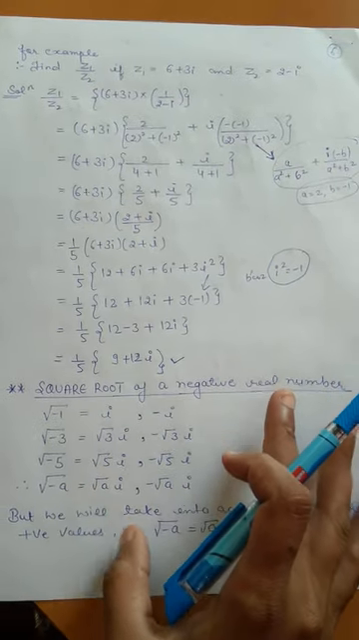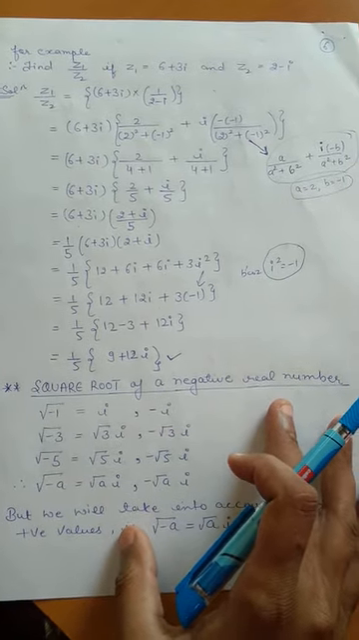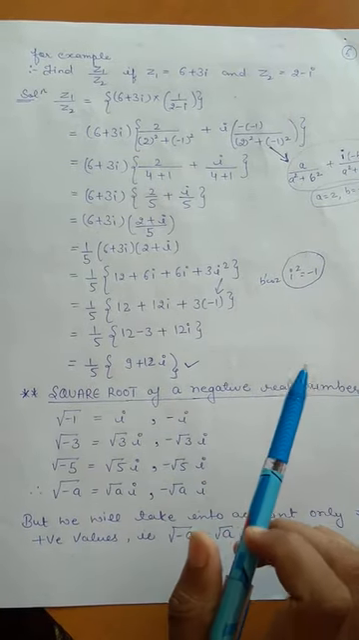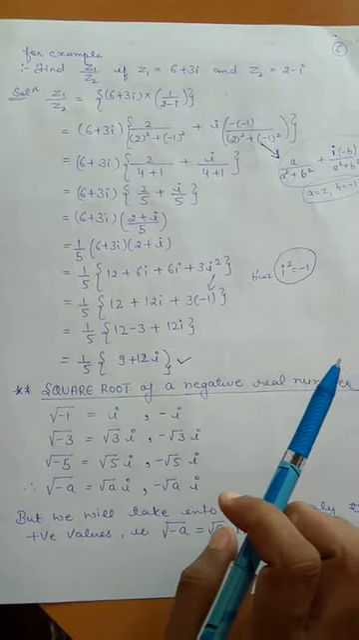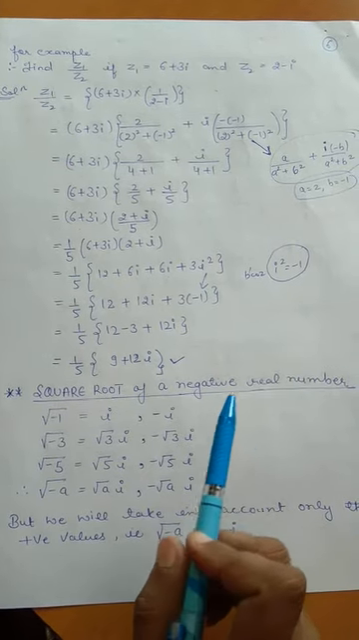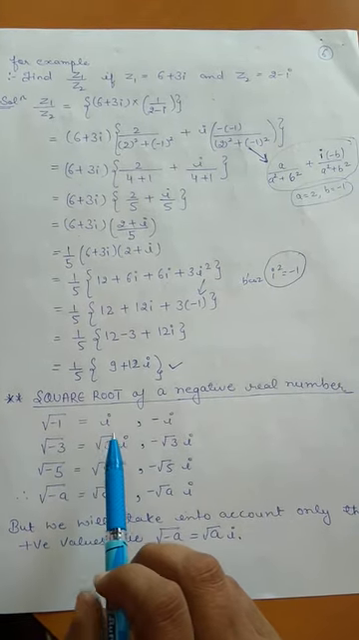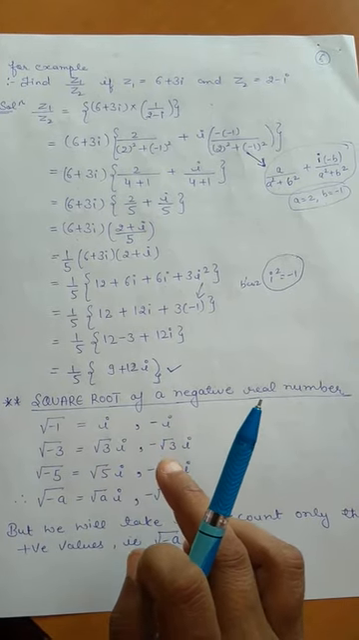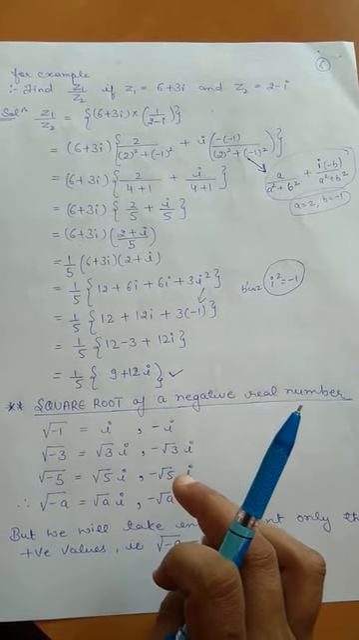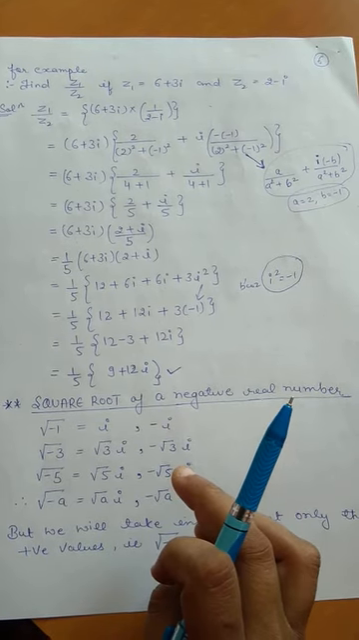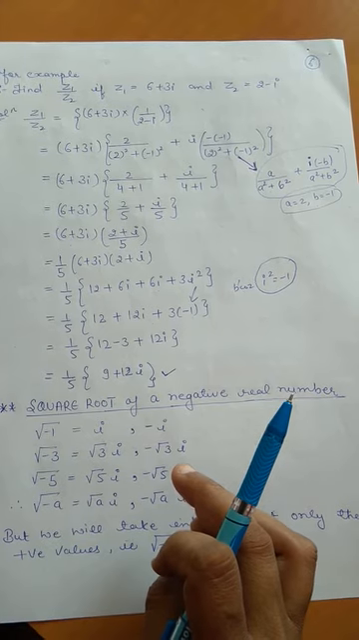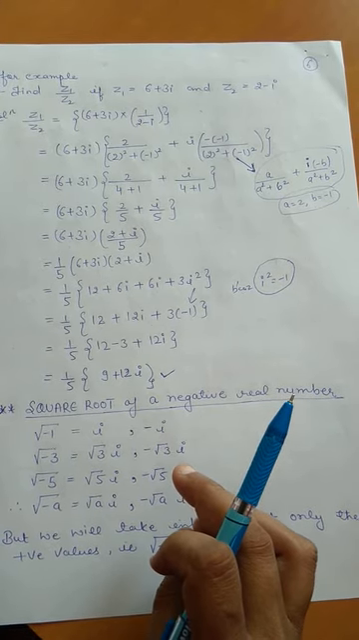And the last concept of today's class is the square root of a negative real number. How to find the square root of a negative real number. Beta, basically every square root has two values, a positive value as well as a negative value. Till 10th standard you have done the square root of 4, that is 2 and minus 2, and the square root of 9, that is plus 3 and minus 3.